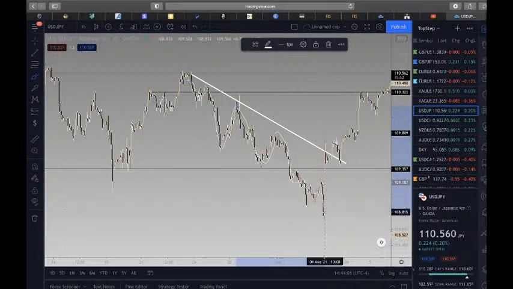Comes all the way down here to this point where buyers are like, okay, we've had enough of this. This price is so discounted. I'm going to buy so much of it. And so many buyers saw that in the market that this 1 hour candlestick moved from 108.8 to 109.58.